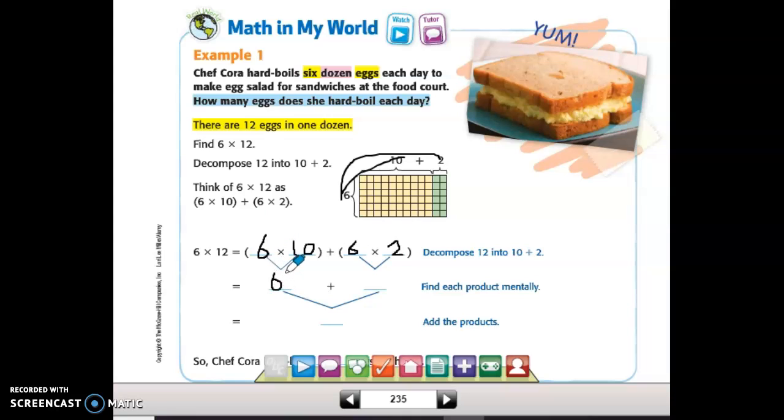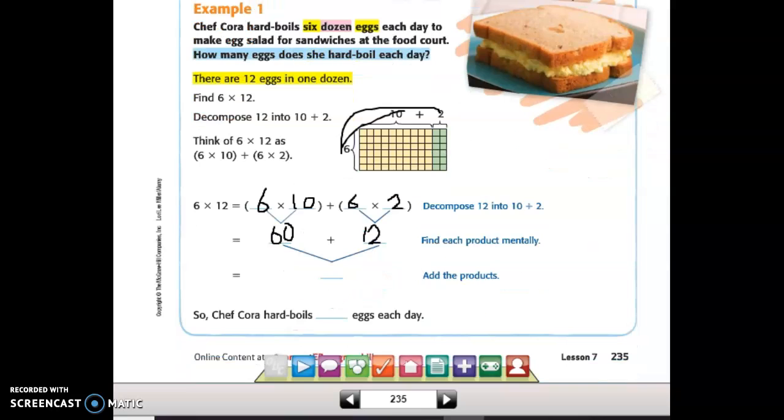6 times 10 is 60. 6 times 2 is 12. And this looks like a regrouping one if we were doing it the standard algorithm. 60 plus 12 is 72. So, Chef Cora hard-boils 72 eggs each day. Okay, and I said it's the rainbow property. Let me show you. Because we take 6 times 12 and we break 12 into 10 and 2. So we've got sort of those rainbows happening, which ended up, I don't know, I just called it the rainbow property because it sounded cute.